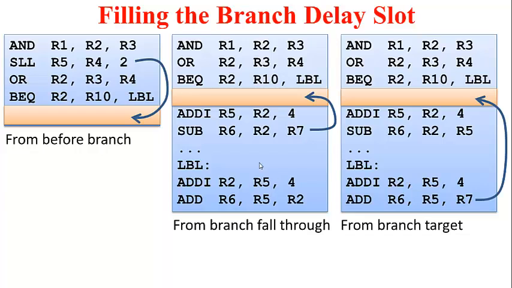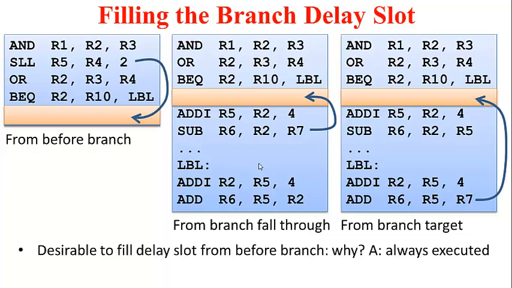Among these possibilities for filling the branch delay slot, which of these do you think is most desirable and why? It is always desirable to fill the delay slot from before the branch. This is because the instruction before the branch is always executed. If you fill the branch delay slot with an instruction from the branch fall through, then it is essentially a wasted instruction in the case branch is taken. Likewise, if you fill the branch delay slot from the branch target, it is a wasted instruction in case the branch is not taken.